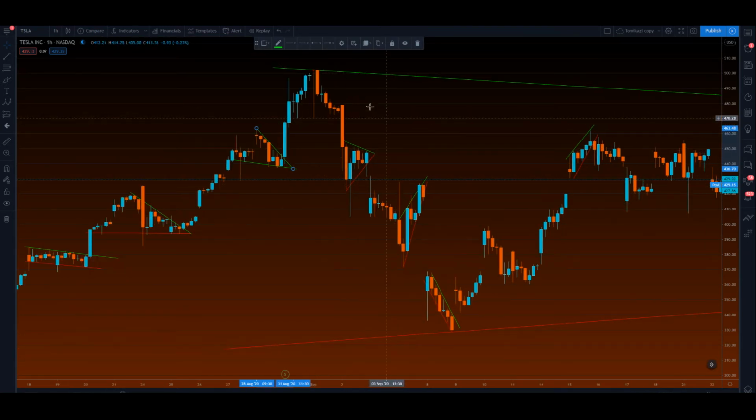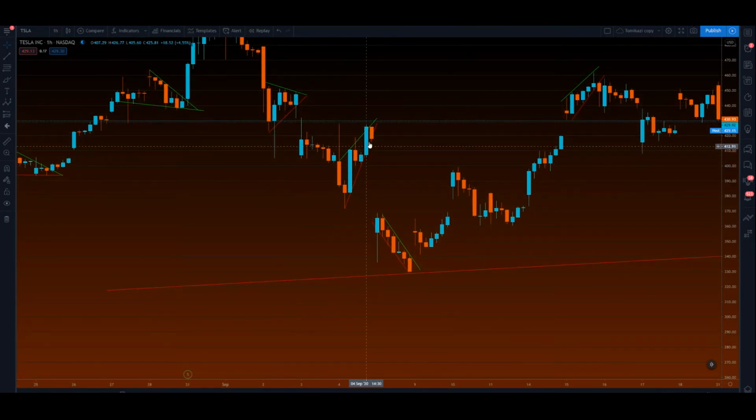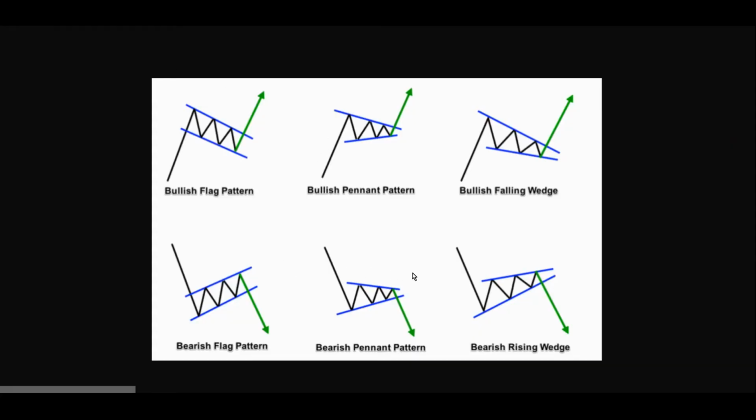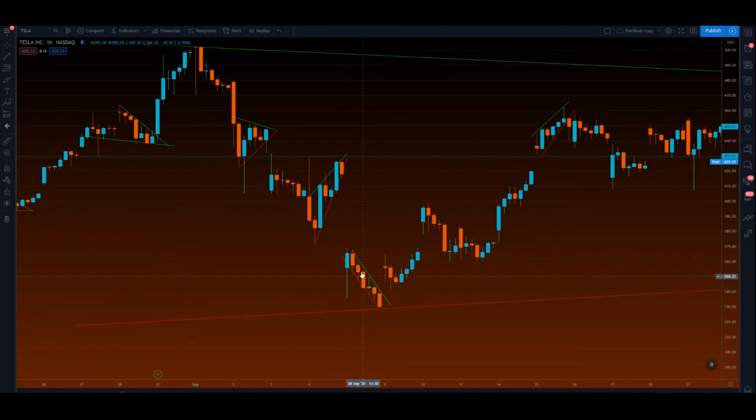And then over here you have your flag pull and then a bear pennant. And then we have our clear breakout here, which means lower is to come. And then we have basically here a bearish rising wedge. So if you're looking at this, that's this rising wedge right here. That's what that looks like there. And then down here you have the opposite.